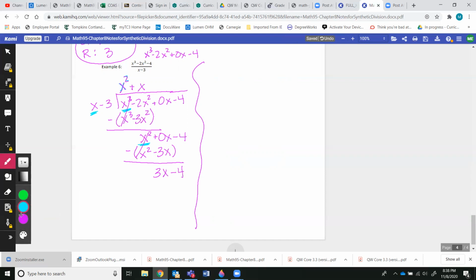I look at leading terms. X times what needs to be there to give me positive 3x? Well, it's 3. X times 3 is 3x. Negative 3 times 3 is negative 9. I subtract. Negative 4 plus 9 is 5. So my quotient is x squared plus x plus 3. My remainder is 5.